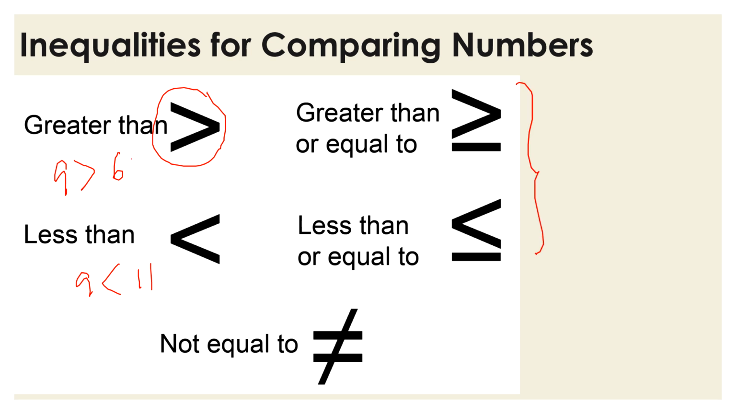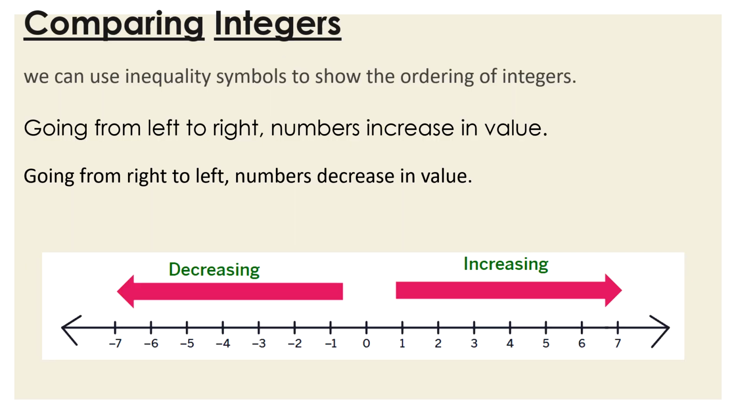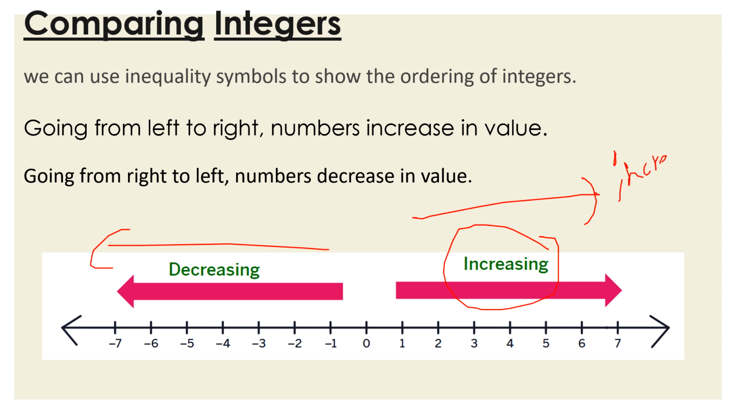We will be mostly concentrating on these two. We are not going to concentrate on these. So how to compare? Always keep in mind that whenever we are going from left to right, the number will always be increasing. That is, the value is increasing. We are adding numbers. And going from right to left, it will always decrease the value. So on this side the value decreases, and on this side the value increases. This is something we have to keep in mind whenever we are comparing integers.